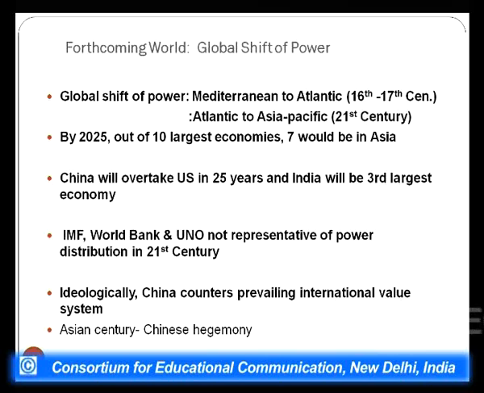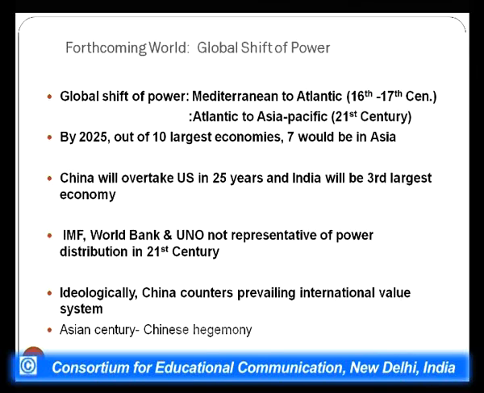By 2025, out of the 10 largest economies, 7 would be in Asia, and India would be one of them. India, China, Korea and others, Japan. So these will be the important countries of the 21st century. It's being said, and there is almost a consensus, that China will overtake the United States in 25 years, and India will be the third largest economy.